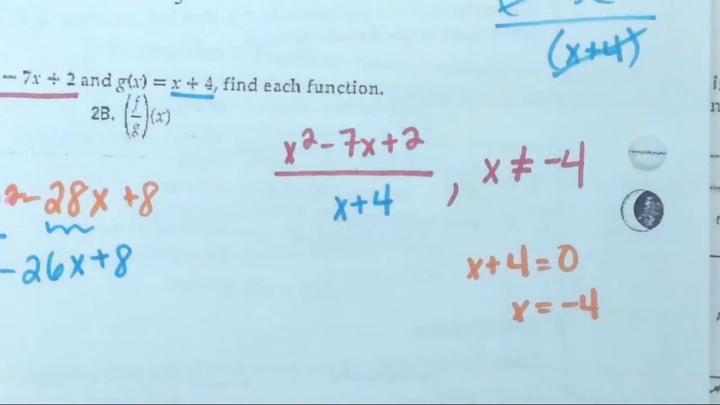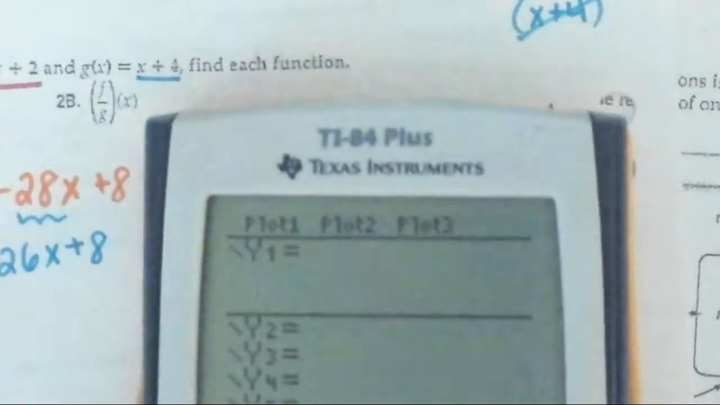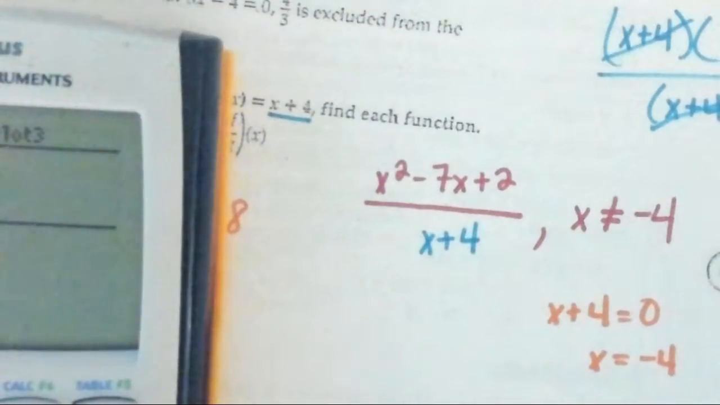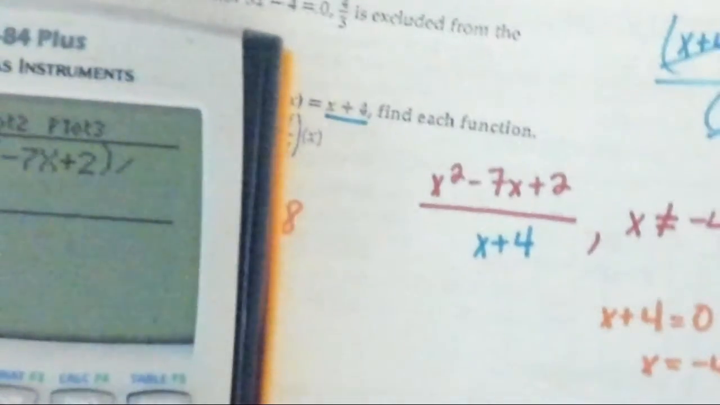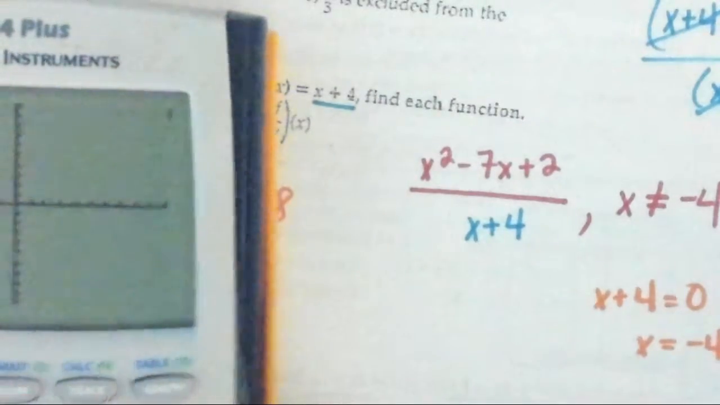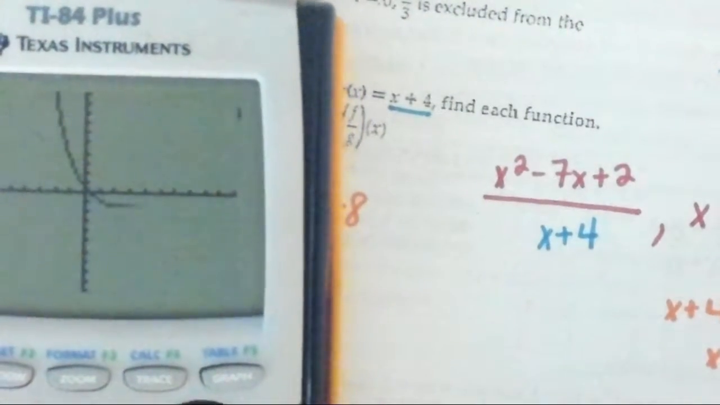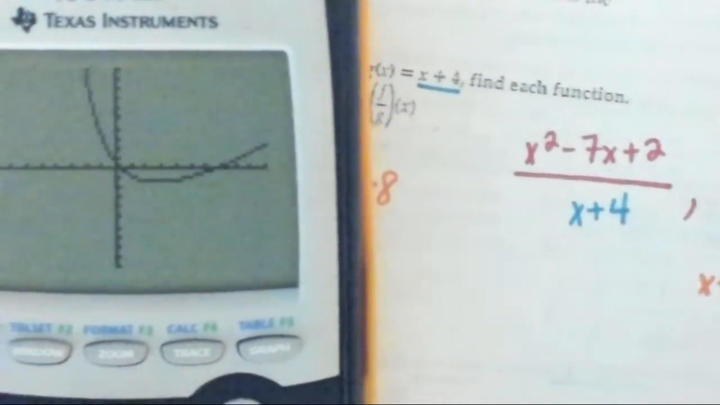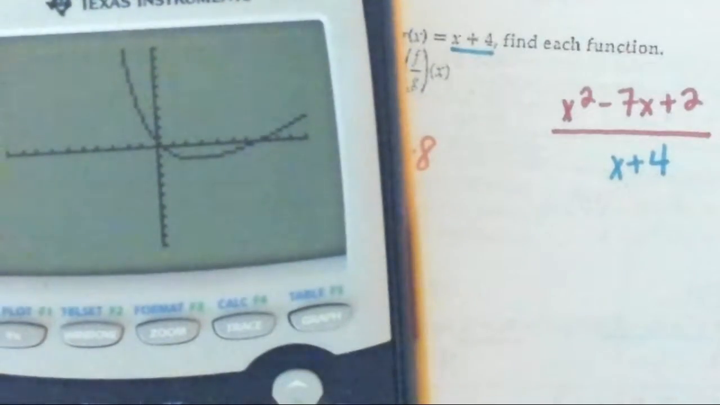So if you were to graph this thing, weirdo fraction and all, x squared minus 7x plus 2 divided by x plus 4, and again, you don't have to graph this today. I'm just wanting to show you something cool about the graph. So Will said it couldn't be equal to negative 4, and that's completely true. Notice how, and yes, I'm writing on my calculator. It's mine. I paid for it. I can do what I want.